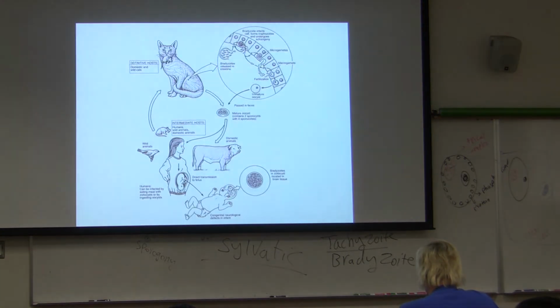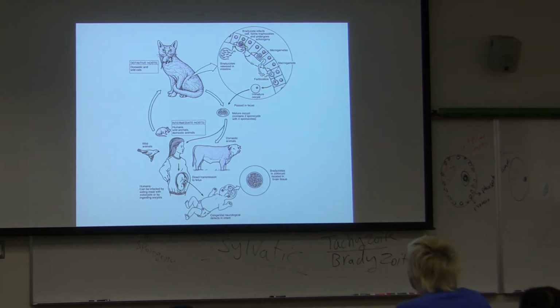Here's the life cycle again. I'm putting in three life cycles for you. Here's a cat, and then of course we humans go gardening. It can cause mental retardation. Farm animals can eat it. Mice can eat it, and of course the cat can eat mice, and so on and so forth. Birds and so on.